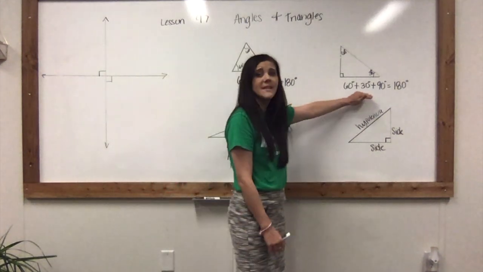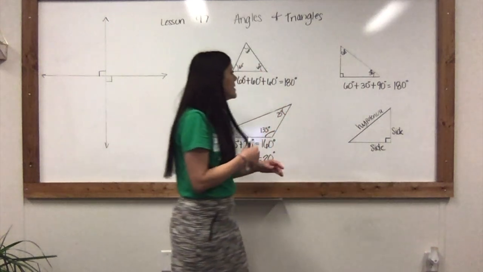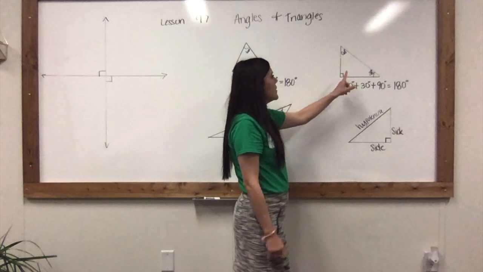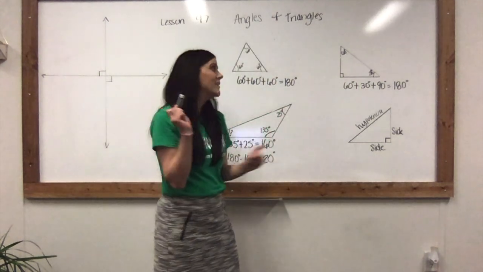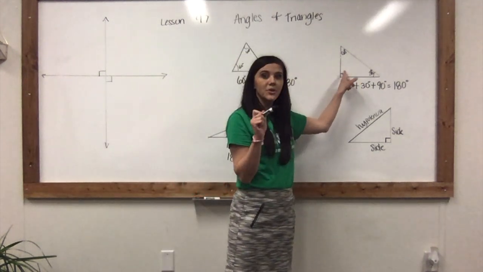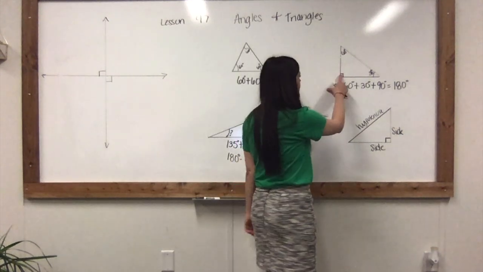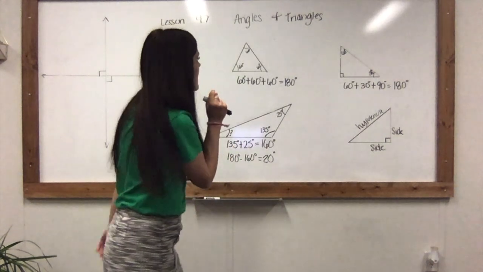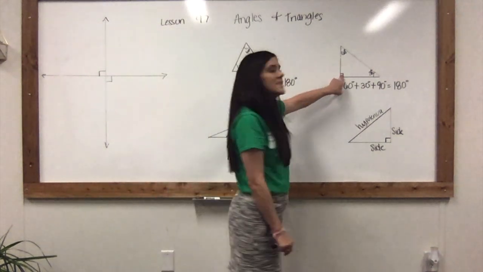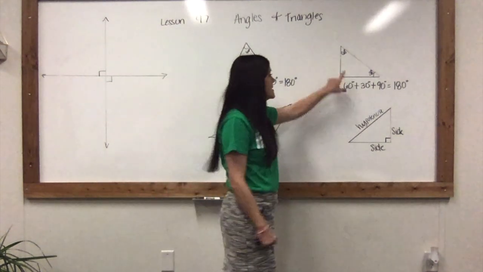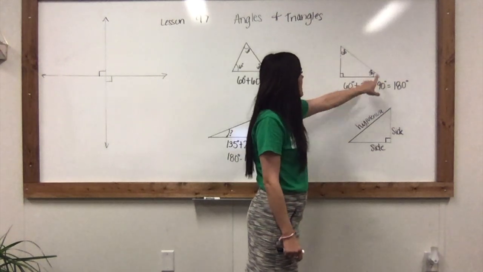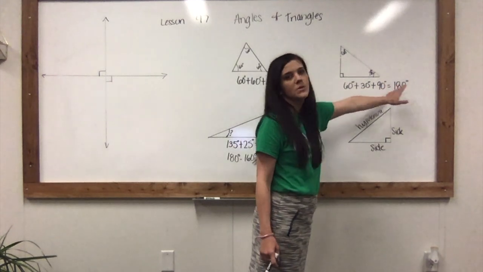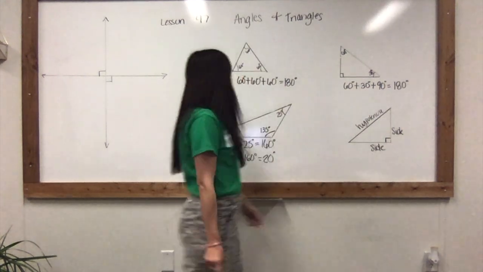Let's look at one that has a right angle in it. So this triangle has a right angle right here. Even though it doesn't tell me that this angle is 90 degrees, I can tell right off the bat because it has that little square in the angle. So that tells me that this is a right angle, 90 degrees. So I have 60 and 30. 60 plus 30 is 90, plus 90, which would give me 180.